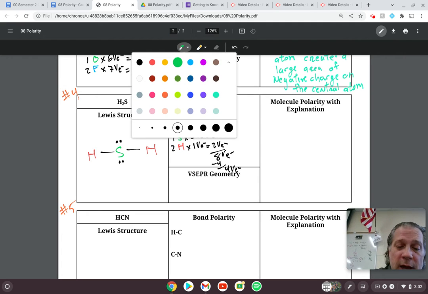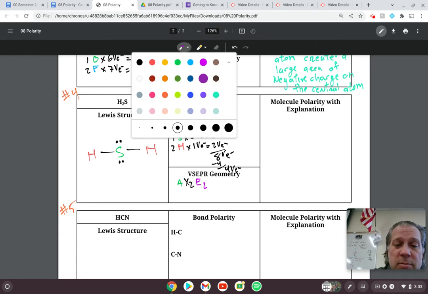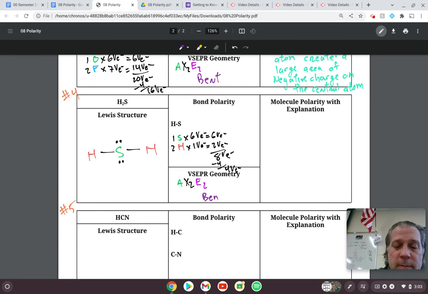Again, we have our central atom, A. We have the number of atoms bonded to the central atom, which is 2, X2. And then we have unshared pairs of electrons, which is 2 on the central atom. So just like the problem from before, that molecular geometry is going to be bent.